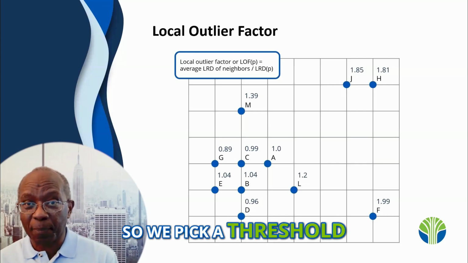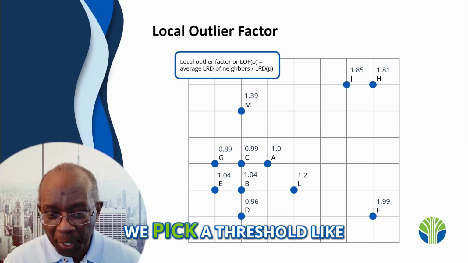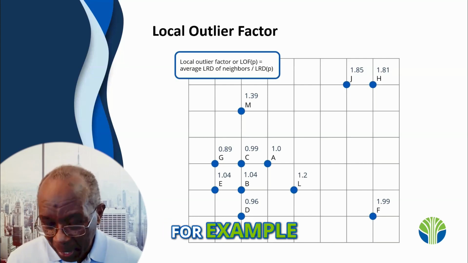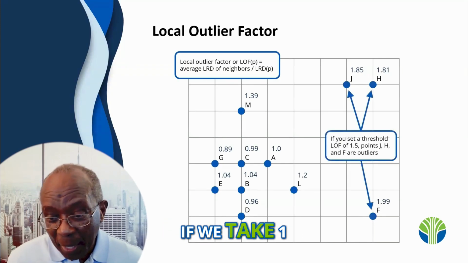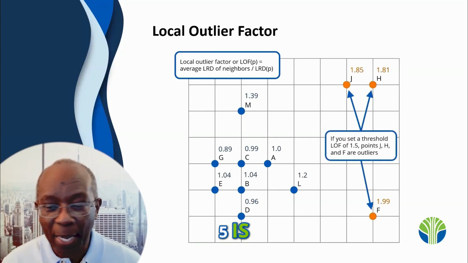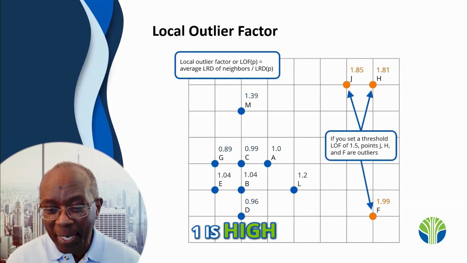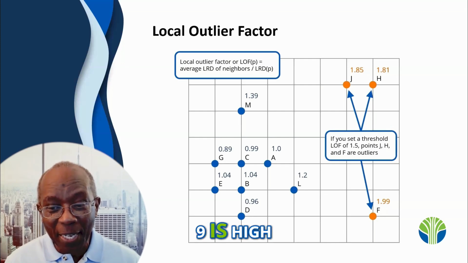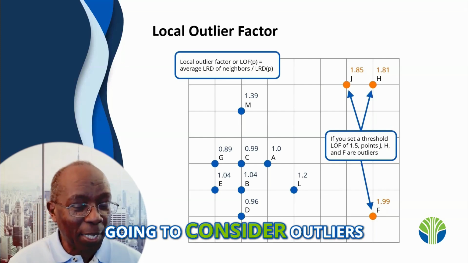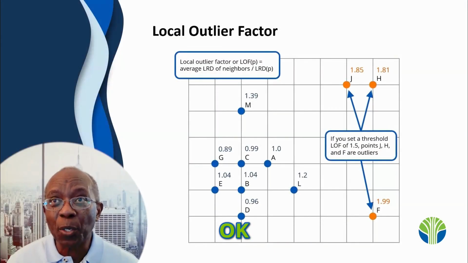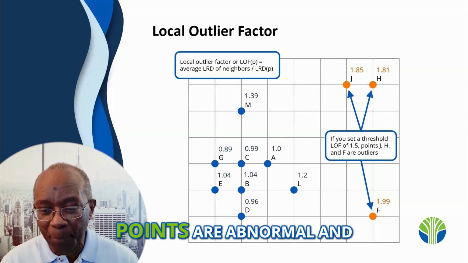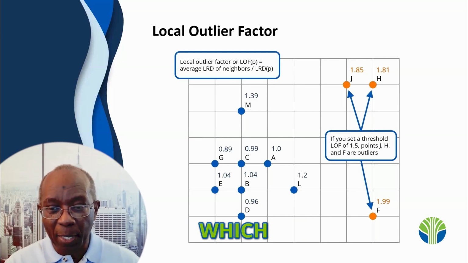So we pick a threshold. Let's suppose we pick a threshold like, shall we take 1.5, for example? If we take 1.5, then the 1.85 is high, the 1.81 is high, the 1.99 is high. So those 3 points are the ones we're going to consider outliers. Okay, so in this way, we're able to figure out which of our points are abnormal and which are normal.